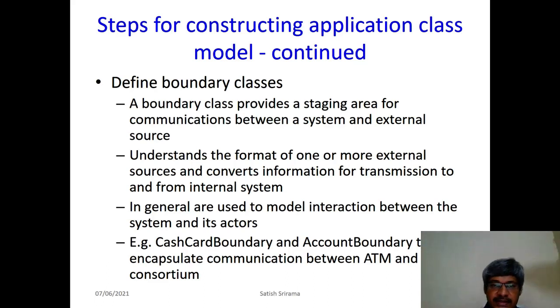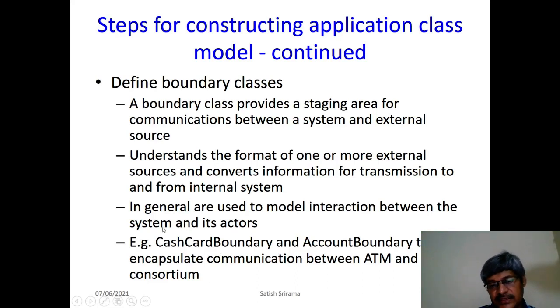For that sort of interaction you need boundary classes. These boundary classes understand the format of one or more external sources and convert the information for transmission to and from the internal systems. For example, if an ATM is trying to interact with the bank class, it will have a boundary class through which it will interact, for example an account boundary. If it wants to interact with the user's account, it will have a boundary class to encapsulate this communication between the ATM and the consortium.